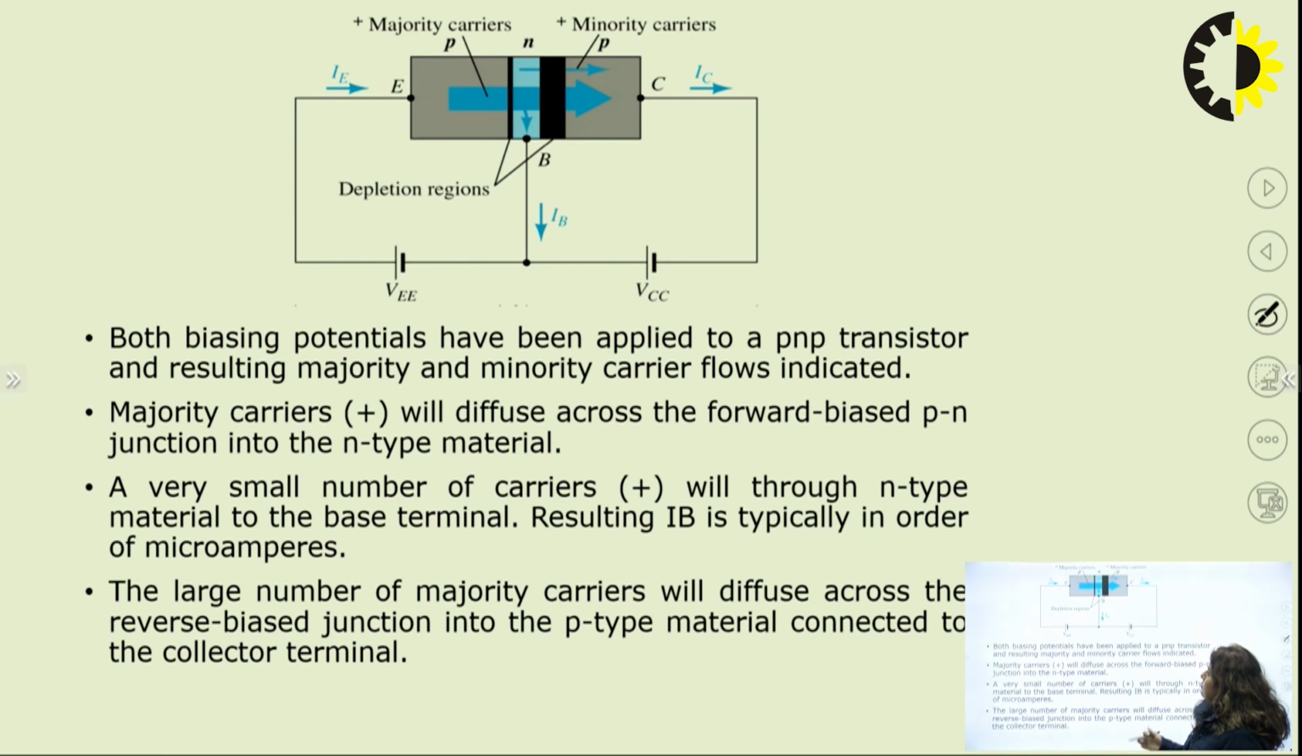Next, we have combined both the junctions. Now emitter and base are forward biased. So positive is connected to positive terminal and negative is connected to negative terminal. Similarly, collector is negative, so it is connected with a negative terminal, and this base is negative, so it is connected with the negative terminal. So this is your forward biasing and this is your reverse biasing.